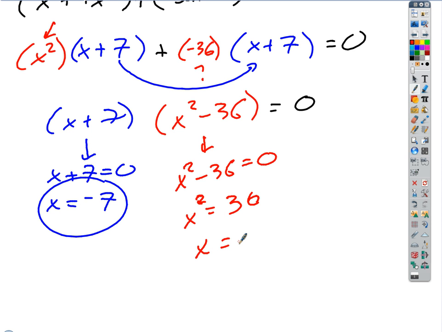So what does x equal? Be careful. Plus or minus 6. So we get 3 answers, right? Separated by commas. 7, 6, negative 6, in any order. Okay? What happened where it went x squared, all that stuff, down to x plus 7?